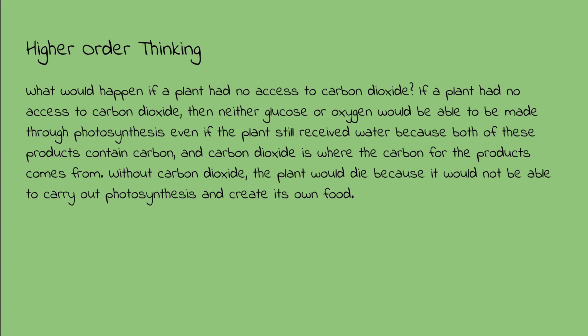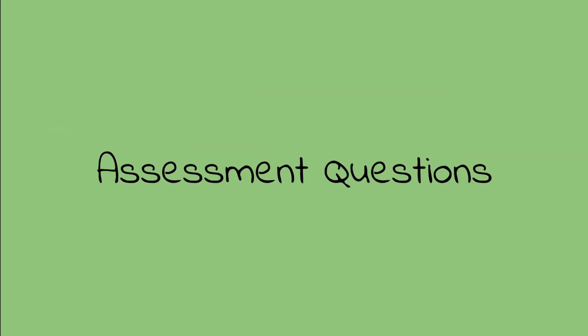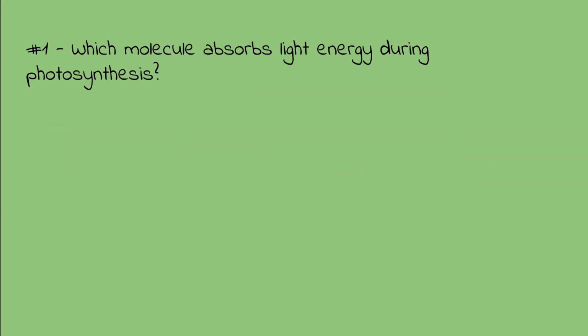Higher order thinking. What would happen if a plant had no access to carbon dioxide? If a plant had no access to carbon dioxide, then neither glucose nor oxygen would be able to be made through photosynthesis, even if the plant still received water, because both of these products contain carbon, and carbon dioxide is where the carbon for the products comes from. Without carbon dioxide, the plant would die because it would not be able to carry out photosynthesis and create its own food.